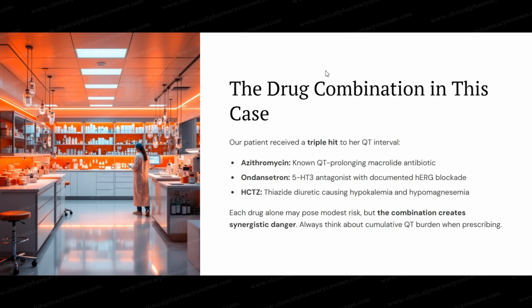The key takeaway is that we always need to consider the cumulative QT burden when prescribing multiple medications, even if each one alone does not seem to be a high risk, if you know what I mean.